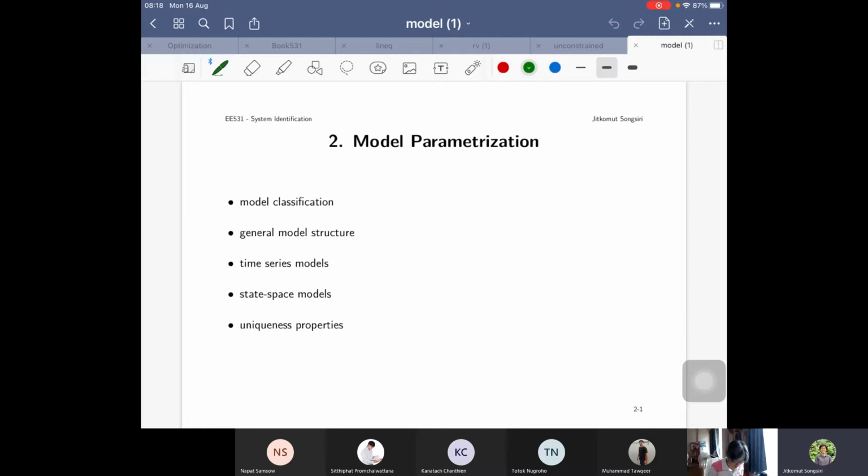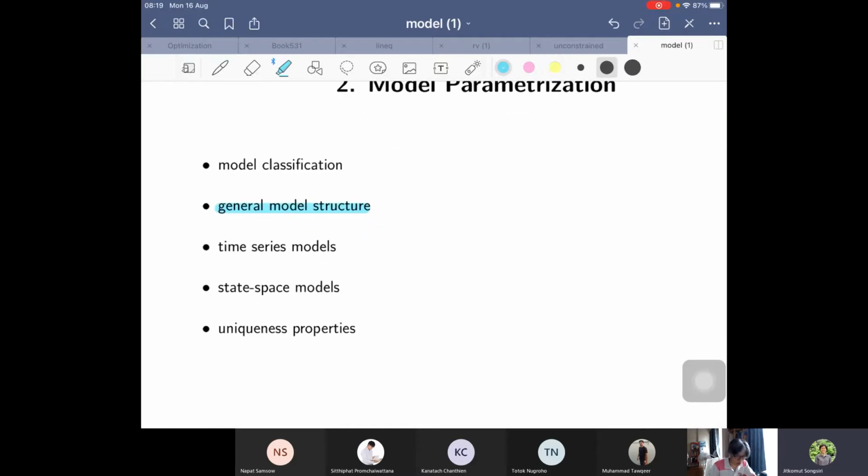This is a video clip of Chapter 2, Model Parametrization of System Identification class. In this video clip, in this chapter, we will talk about model types, how we classify models into many categories. We talk about the general model structure we assume before the process of estimating the system. And we give some examples of two classes of the model.